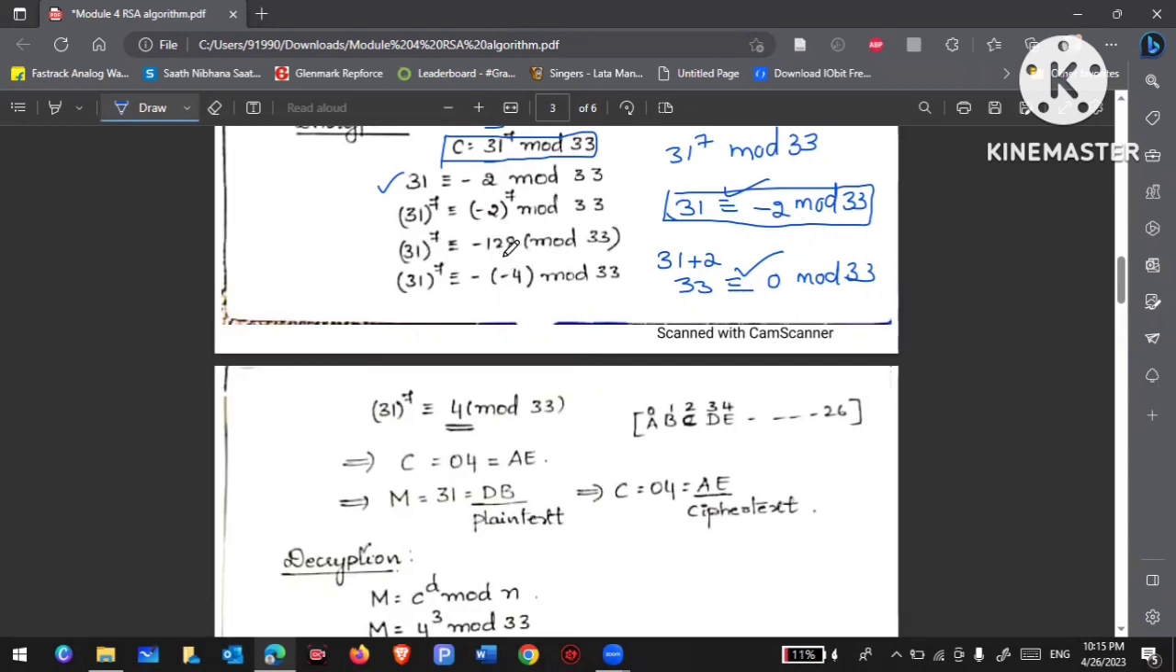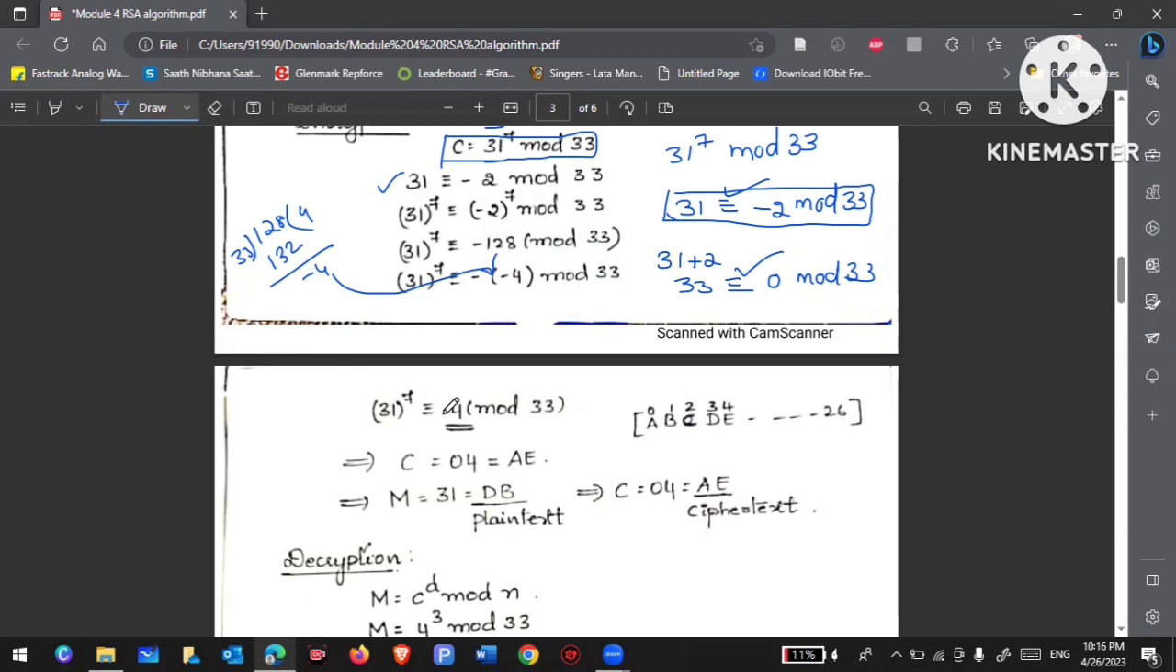How? Here you have -128. This 128 can be reduced still by using division. So you divide 128 by 33. 33 fours are 132, so you will get -4 as the remainder. That can be substituted here. The minus sign stays outside, so this remainder can be written as -4. So 31 to the power 7 is congruent to minus of minus 4, that is plus 4, mod 33.